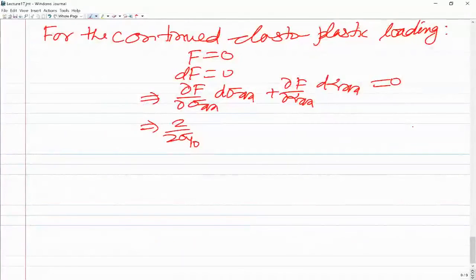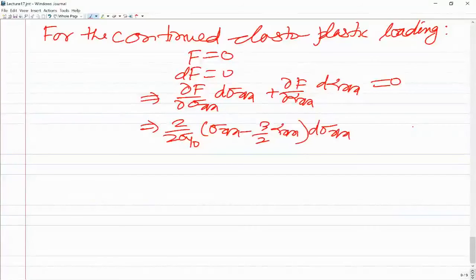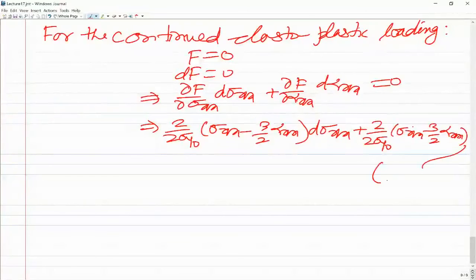You can cross check this. So you'll get sigma xx minus 3 by 2 into alpha xx. That is one term we get into d of sigma xx. And the other term we get again 2 upon 2 sigma y naught sigma xx minus 3 by 2 into alpha xx, and then into minus 3 by 2 into d of alpha xx. So this is what you get, and this is equal to 0.